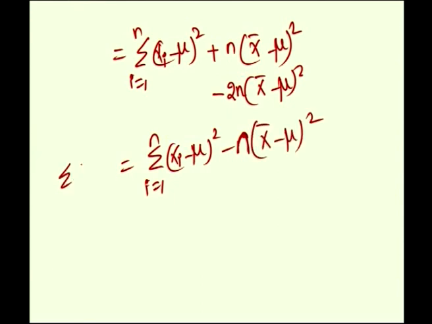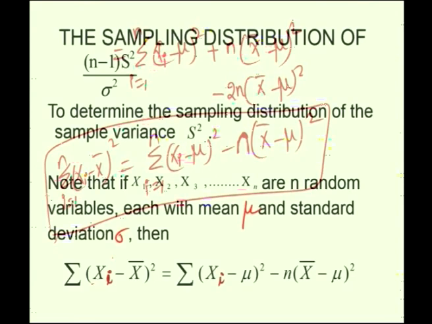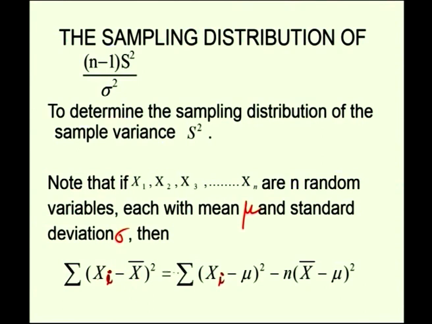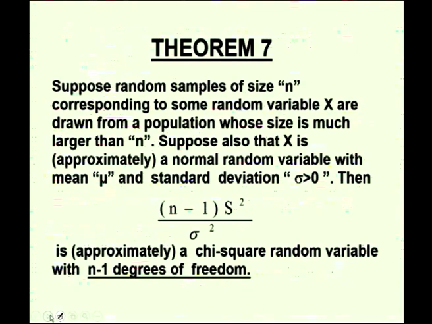That is actually summation xi minus x bar whole square. This is what has been written here. Summation xi minus x bar whole square is equal to summation xi minus mu whole square minus n into x bar minus mu whole square. Now, after deriving this, for the sampling distribution of n minus 1 into s square by sigma square, just relate it with the chi-square distribution already studied and then derive the sampling distribution of sample variance.